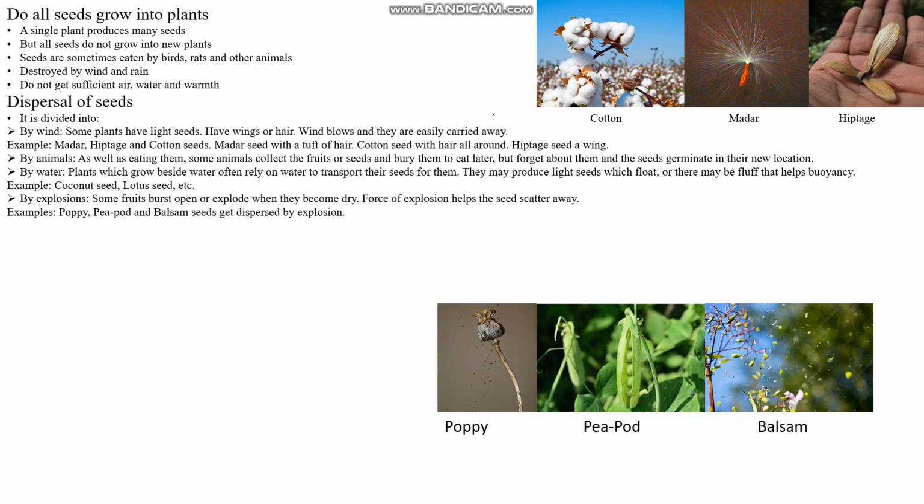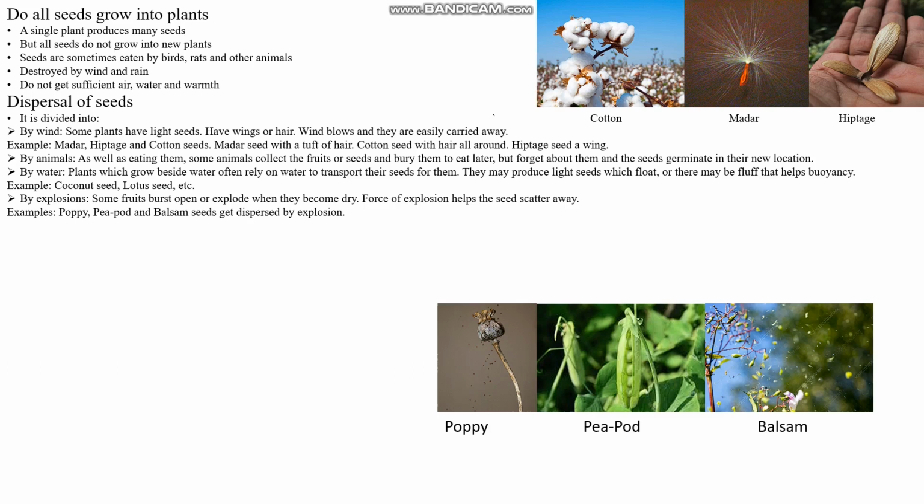Now by water, we'll learn how water carries seeds from one place to another. Plants which grow beside water often rely on water to transport their seeds for them. They may produce light seeds which float, or they may have fluff that helps buoyancy. For example, coconut seed and lotus seed. Coconut has a fibrous covering that helps it to float on water, and lotus plants have a spongy light fruit which can float on water, and this helps the water to carry them from one place to another.